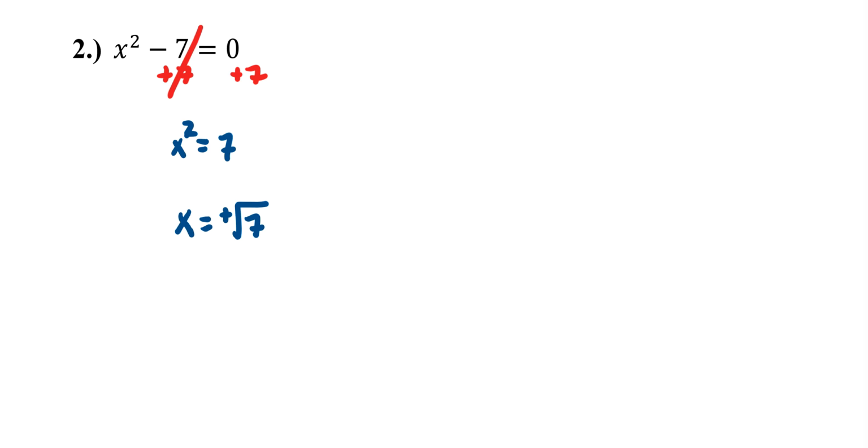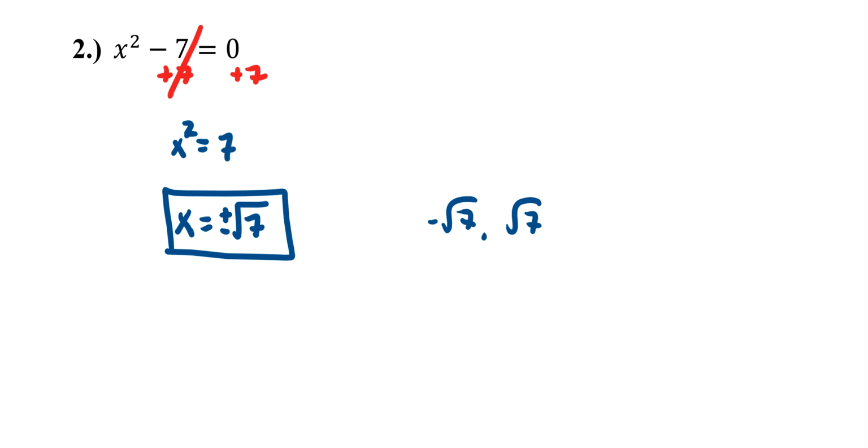Something to keep in mind though, is when you have an equation and you square root both sides, you always get a positive and a negative result. So we actually get 2 answers, negative radical 7 and positive radical 7. You can leave it just like that, or you can write them separately, negative radical 7 and positive radical 7 if you want to. Doesn't matter. It represents the same exact thing.